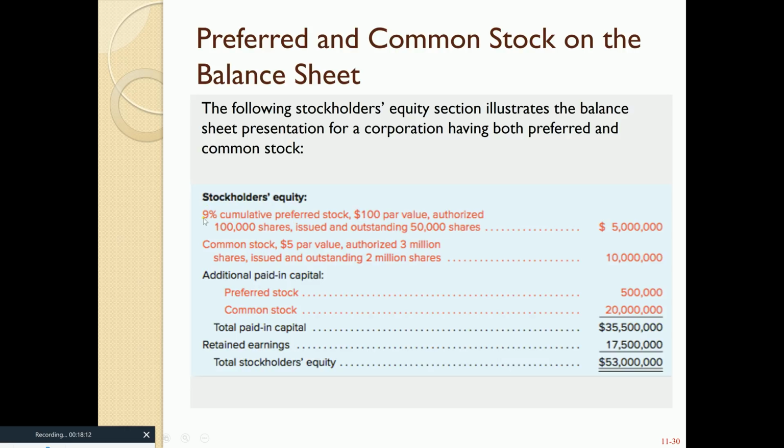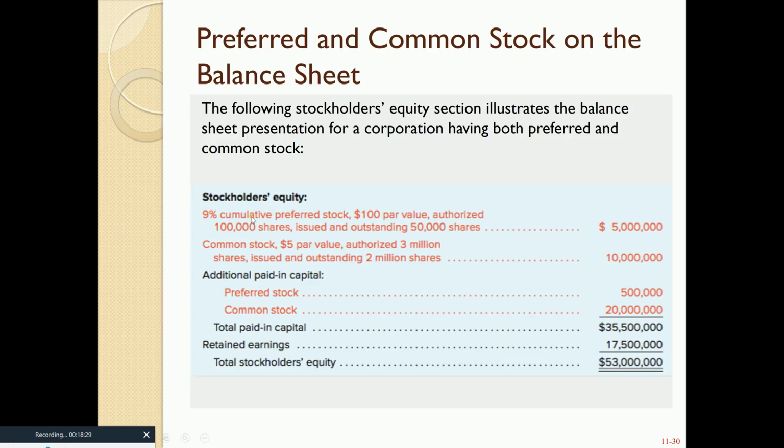In this case, it's 9% of the par value. That means 9% of 100. That means every stockholder is promised a $9 dividend per share every year: 9% times the par value.